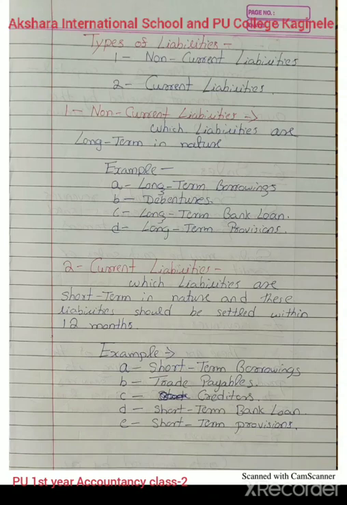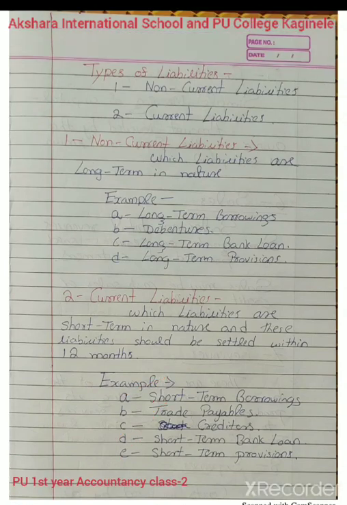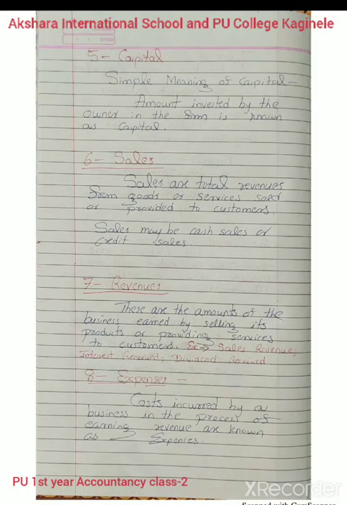The second one is current liability. It is simply the opposite of non-current liability. Non-current liabilities are debts on a long-term basis, but current liabilities are short-term in nature, and these liabilities should be settled within 12 months. Major examples of current liabilities are short-term borrowings, trade payables, creditors, short-term bank loans, and short-term provisions. So these all are examples of current liabilities.